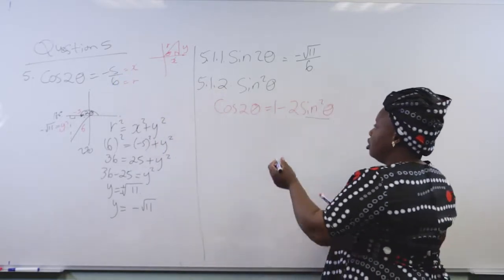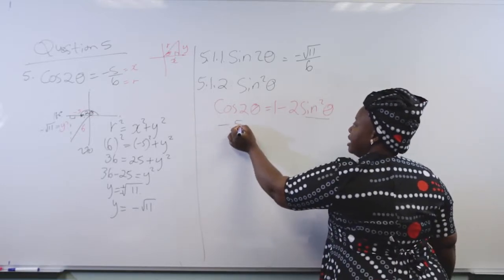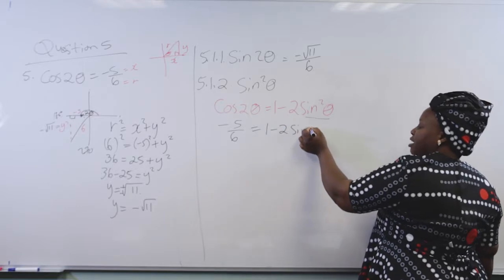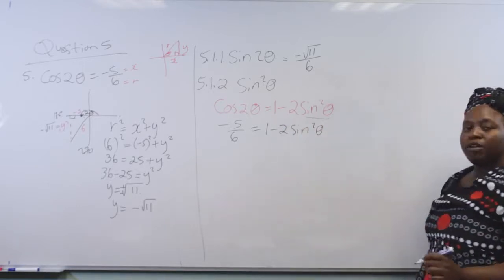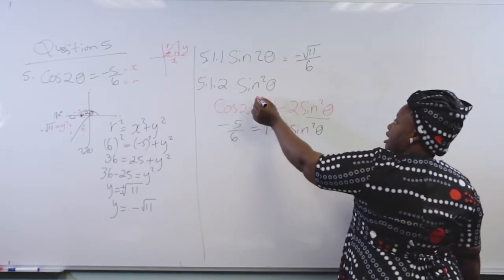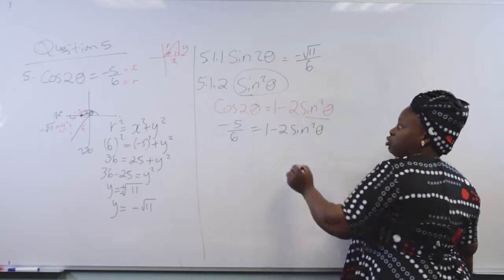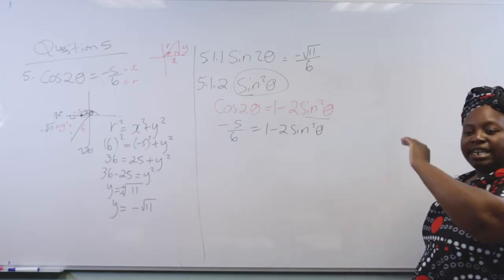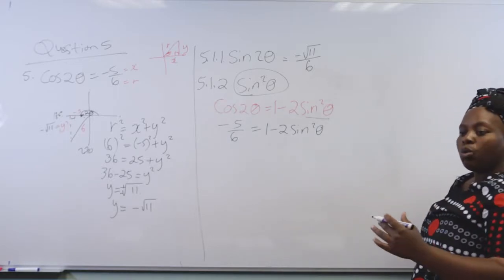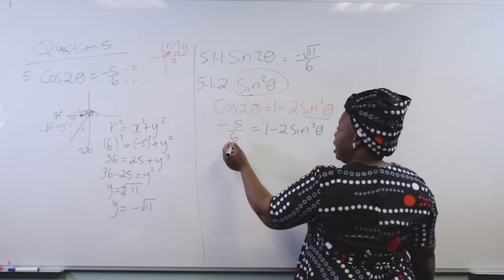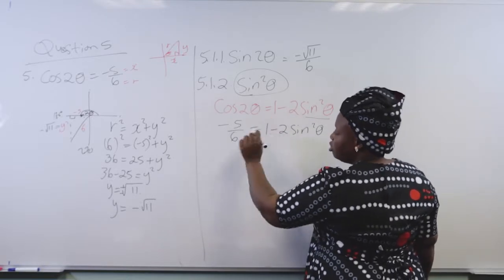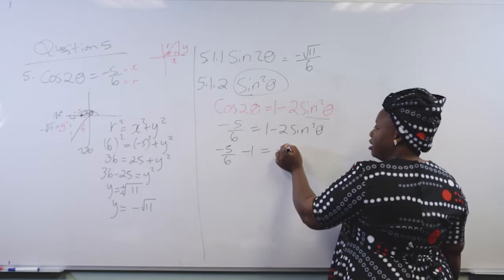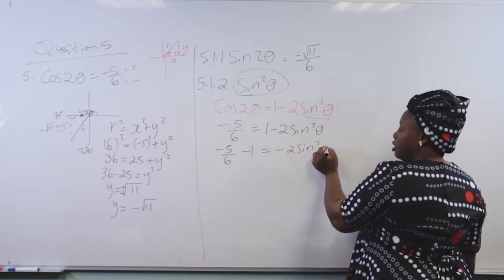So that's what I'm going to do. I'm going to substitute it by negative 5 over 6, and I have 1 minus 2 sine squared theta. Remember, we are looking for sine squared theta. So this is our key where we want to go. Okay, so we'll have to work it out, play it around until we have sine squared theta equals something. So let's take the 1 to the other side. So it's minus 5 over 6 minus 1 equals minus 2 sine squared theta.